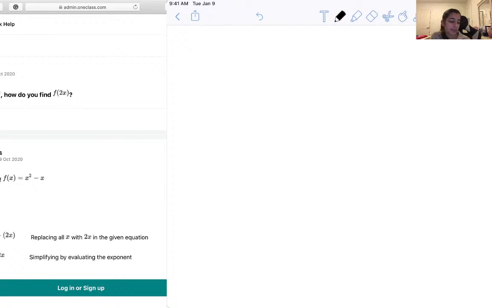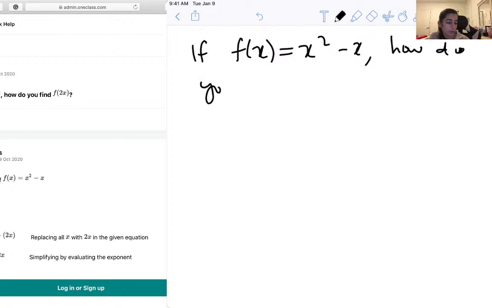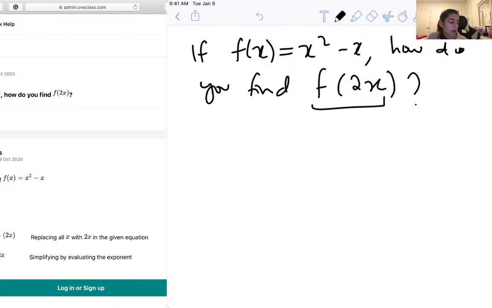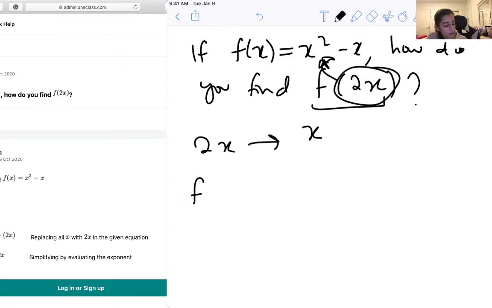Our next question asks us if f of x is equals to x squared minus x, how do you find f at 2x? So when we get an equation like this, if they've given us a value that they want to input, in this case it's 2x, we just plainly just put that in for our x value. So we're going to put 2x everywhere on the original equation where it says x. It's that simple. So our original equation is f of x is equals to x squared minus x.